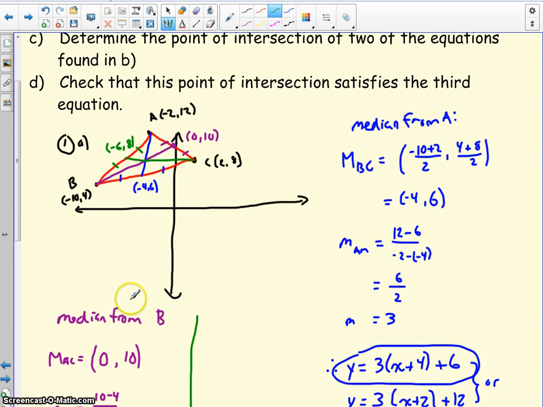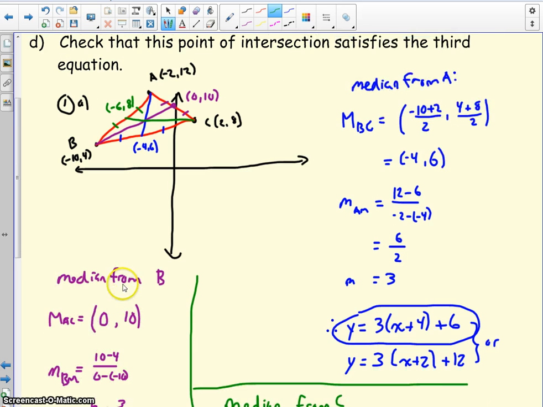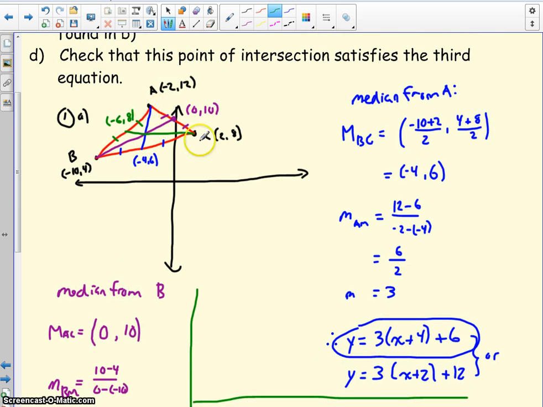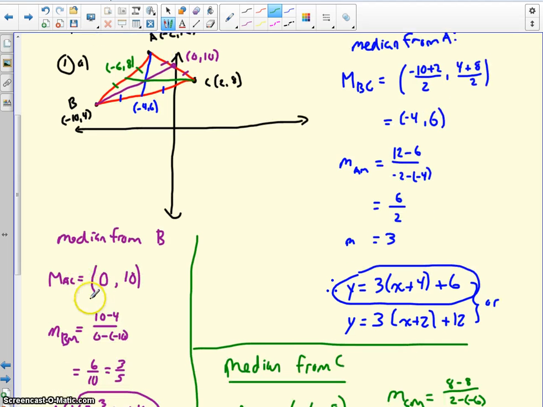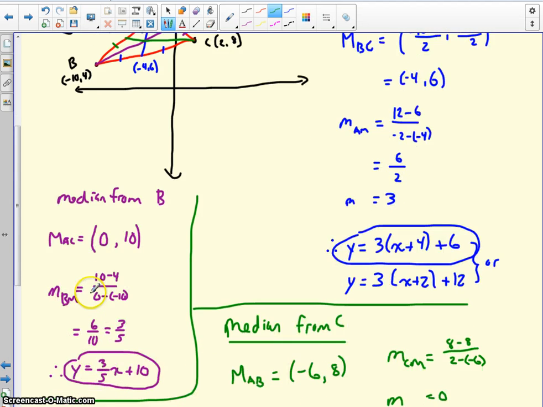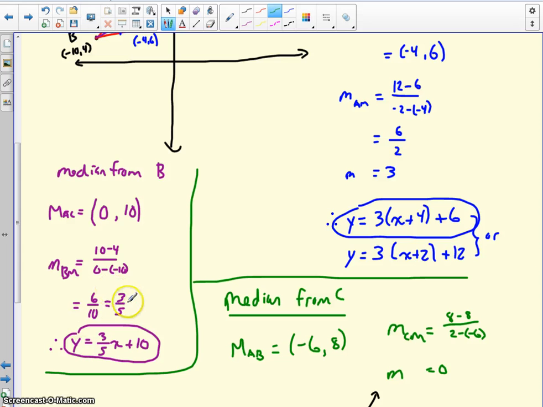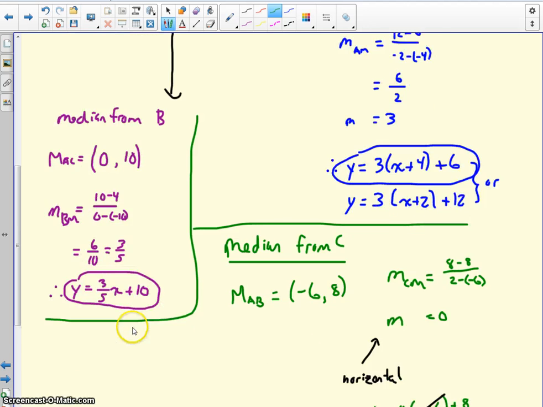Okay, if you'd like to check your other medians, for my median from B, the midpoint of the side across from B was AC, so the midpoint was (0, 10) when I calculated it. When I calculated my slope from B to that midpoint, I got a slope of 3/5. Since the midpoint happened to be the y-intercept, I know the y-intercept of that line, so I'm going to have in slope-intercept form y = (3/5)x + 10.